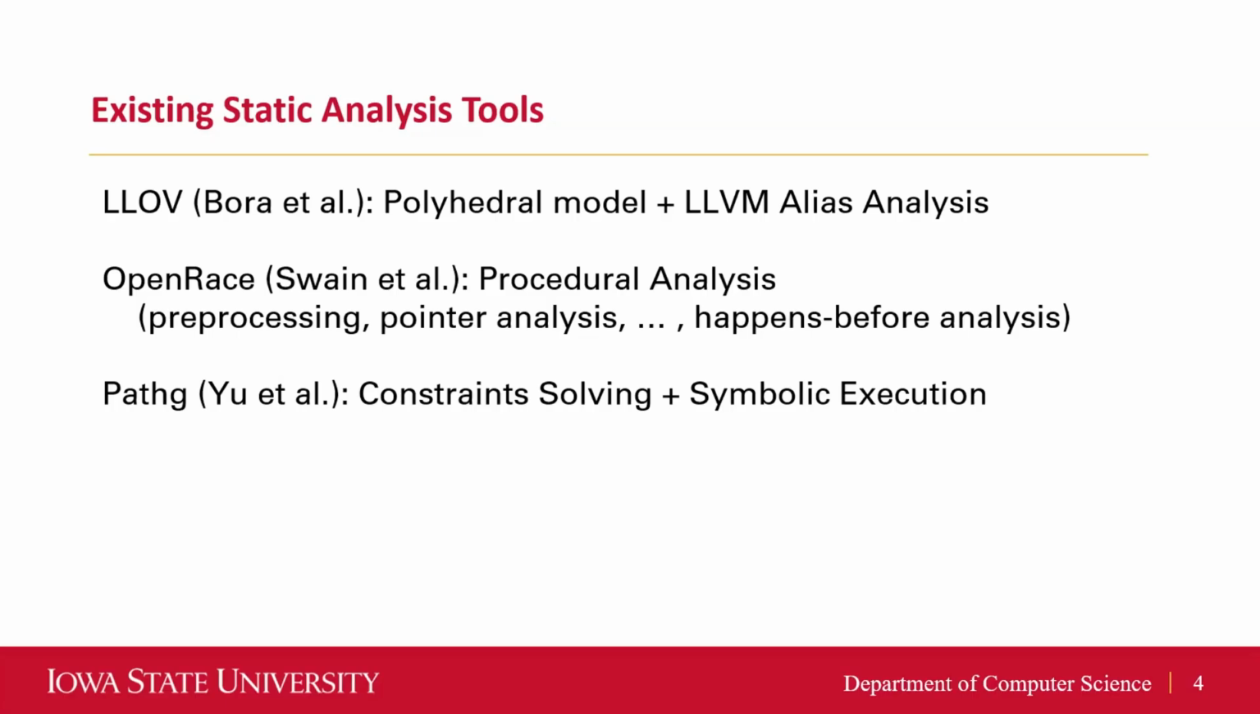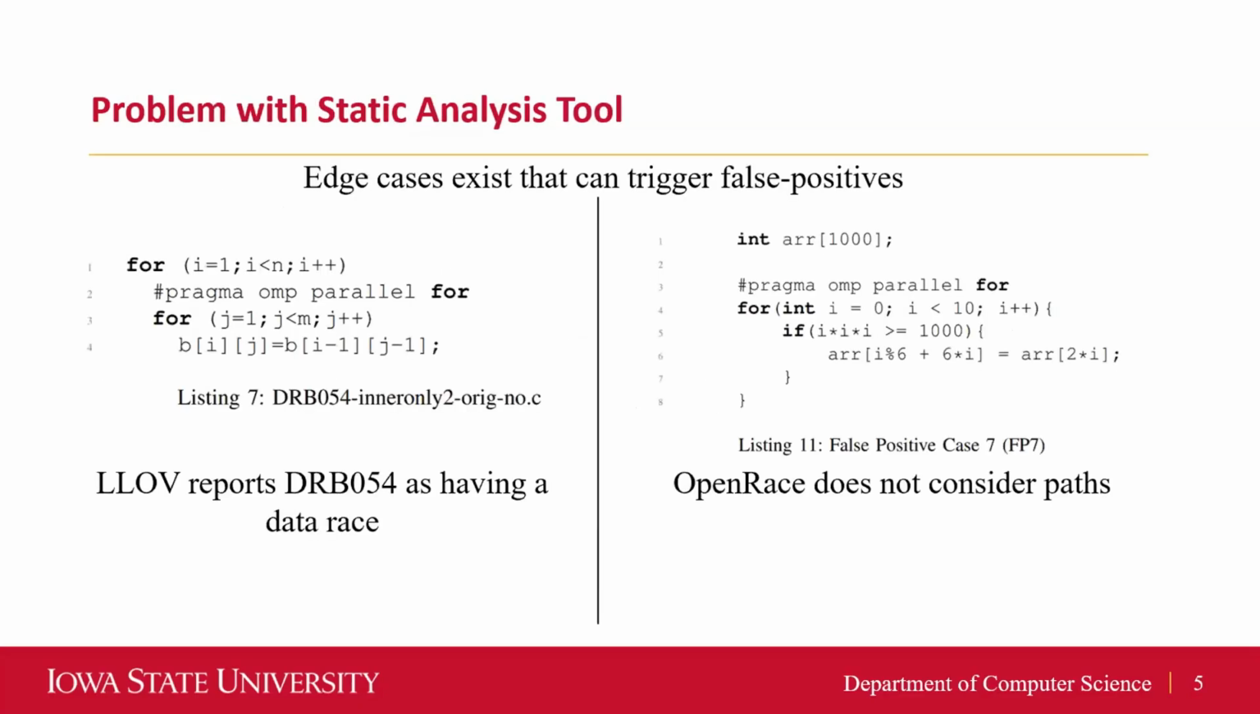There's also a hybrid mechanism that combines constraint solving with symbolic execution, called PathG. In their work, they use constraint solving to first check whether there's a possibility for a data race to happen in a parallel for loop, and they use symbolic execution to find a trace that leads to that data race. And our work is based on the constraint solving method that they proposed.